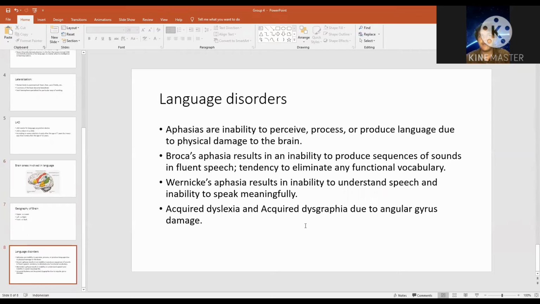Language disorders. Aphasias are the inability to perceive, process, or produce language due to physical damage to the brain. Broca's aphasia results in an inability to produce sequences of sound in fluent speech, with a tendency to eliminate functional vocabulary. Wernicke's aphasia results in an inability to understand speech and to speak meaningfully. Acquired dyslexia and acquired dysgraphia are due to angular gyrus damage.